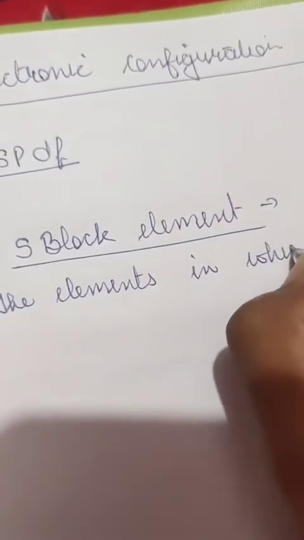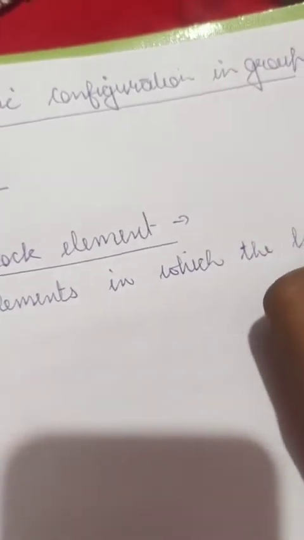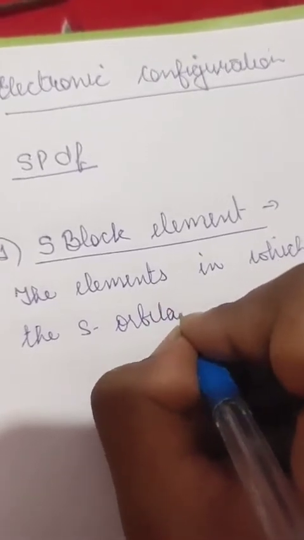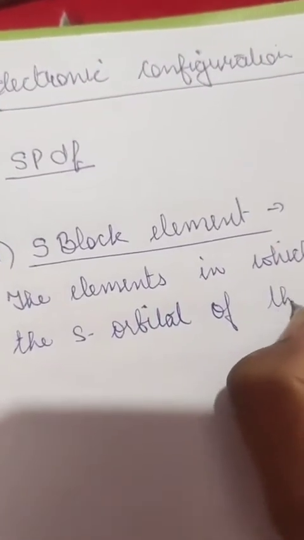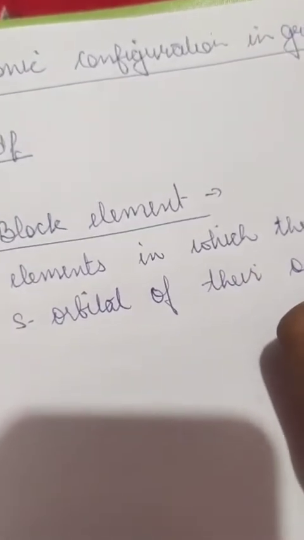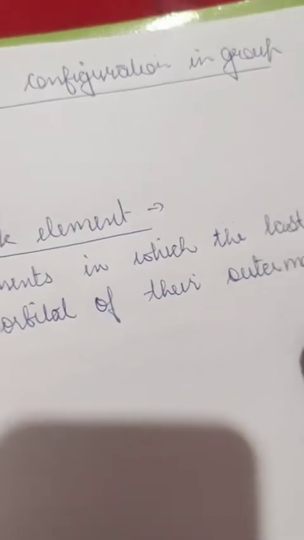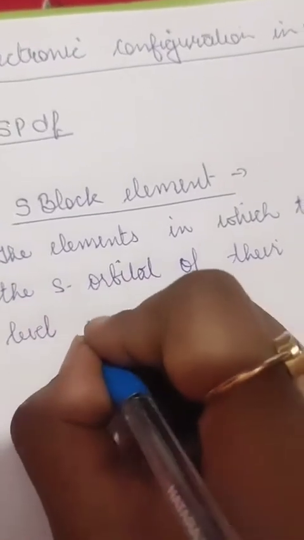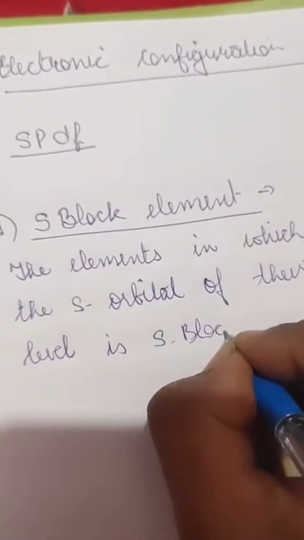So in this S block element, the elements in which the last electron enters the s orbital of their outermost shell, outermost energy level, is called S block element.